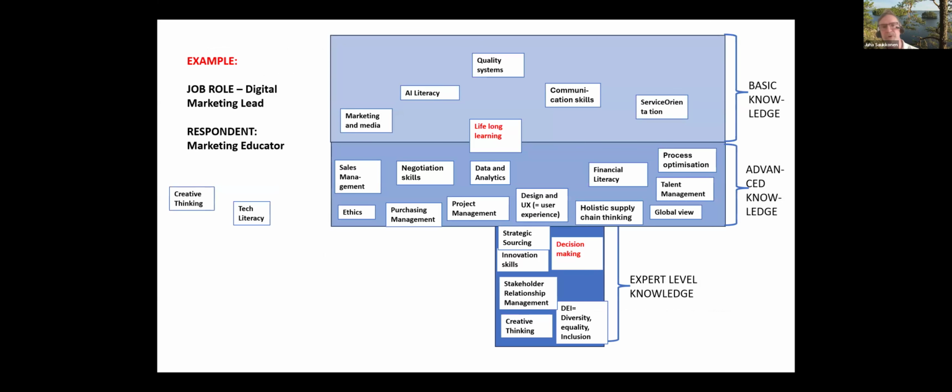And this is an example of the mapping I got from one expert. So the job role was digital marketing lead, and the respondent to my query was a marketing educator in a university. And you can see that the skill set is huge. It's very versatile. It's very rich. And for example, in the expert level knowledge or in the deep level knowledge, there were altogether 6 different skill sets from the World Economic Forum that this person was listing as the skills where you need a deep expertise.